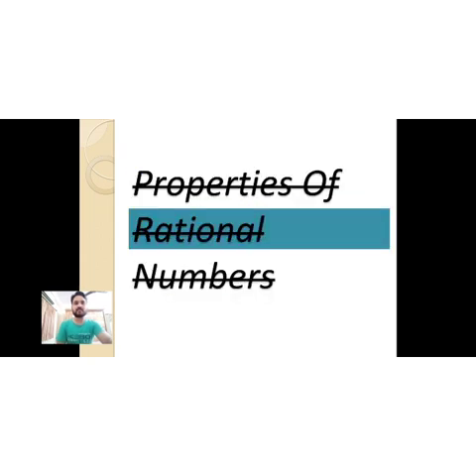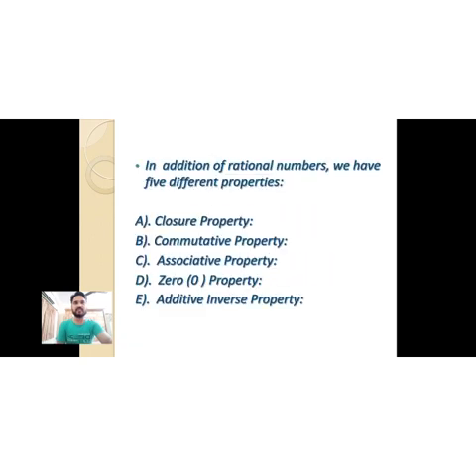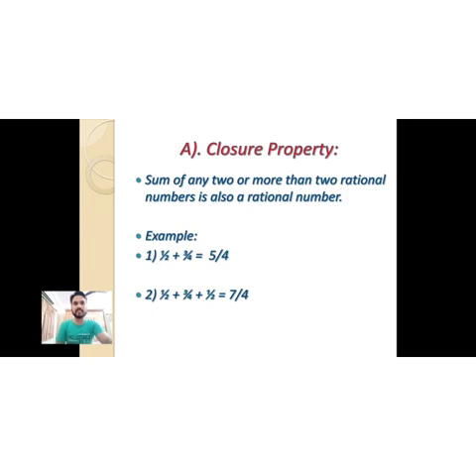Properties of rational numbers. We have studied all the properties: addition of rational numbers, subtraction of rational numbers, multiplication of rational numbers, and division of rational numbers. So we have studied the addition of rational numbers. In the addition of rational numbers there are 5 properties. The closure property: the sum of two rational numbers is a rational number.